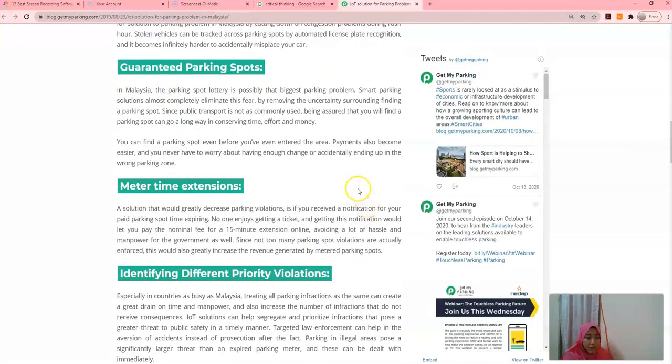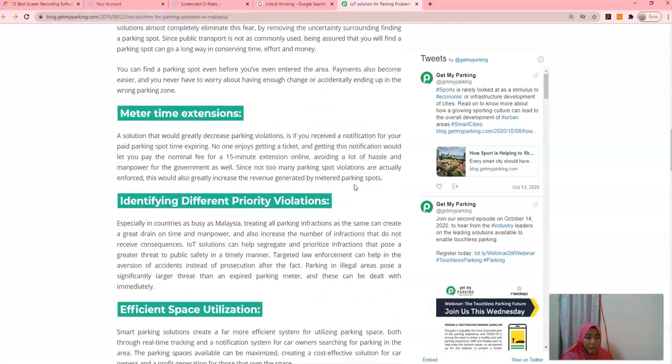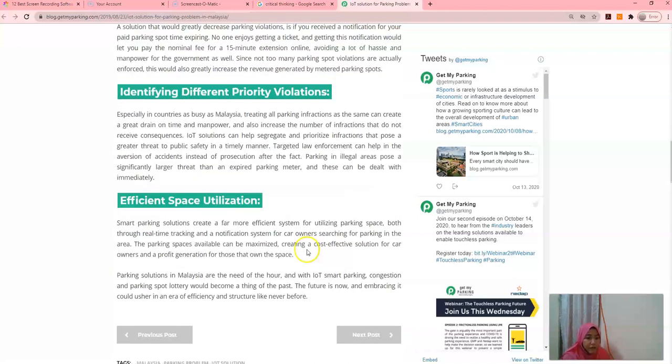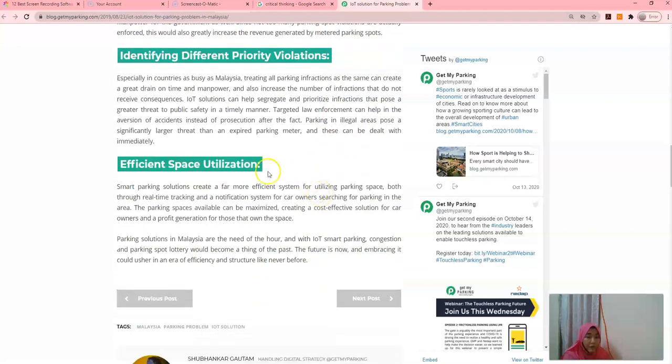And then it will meter time extensions, so it gives you the option to extend the time for your parking, because normally there are fees on the parking. It can also identify different priority violations, especially for busy areas, and also parking in illegal areas. And then there is efficient space utilization. Using a smart parking solution creates a far more efficient system for utilizing parking space, both through real-time tracking and a notification system for car owners searching for parking.